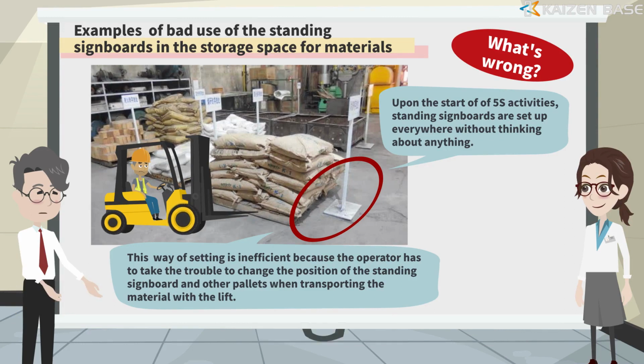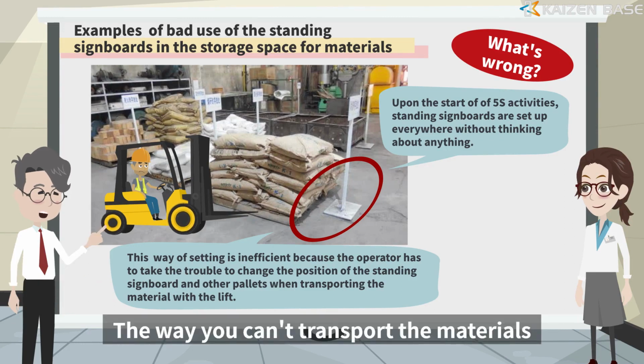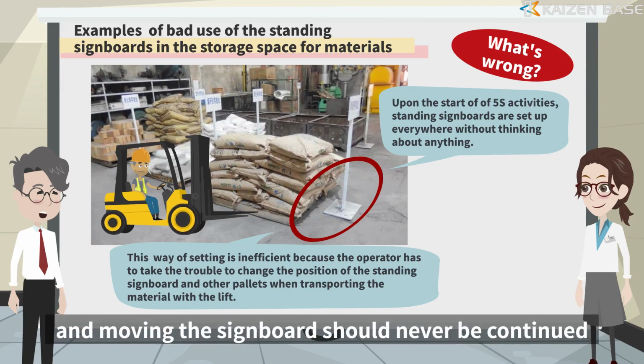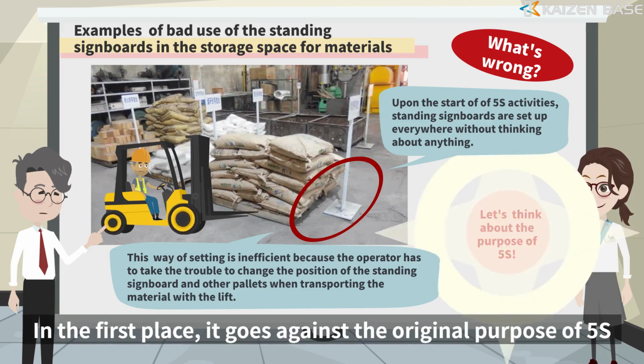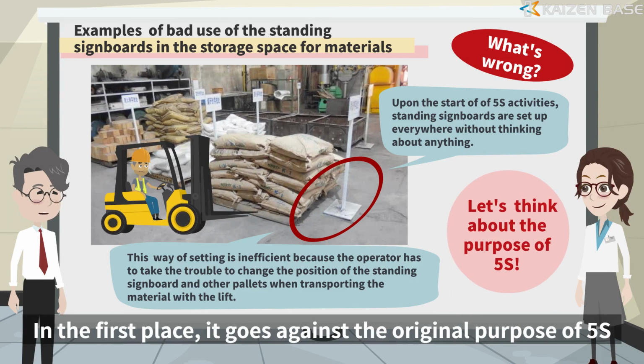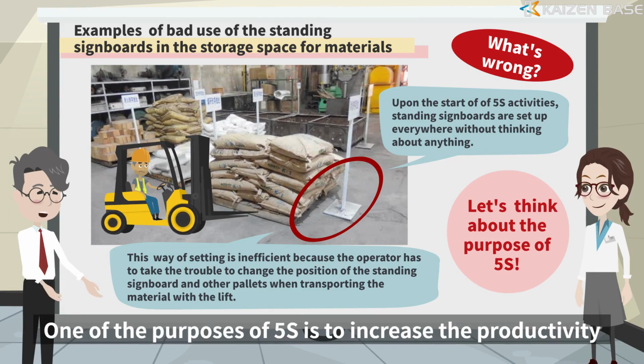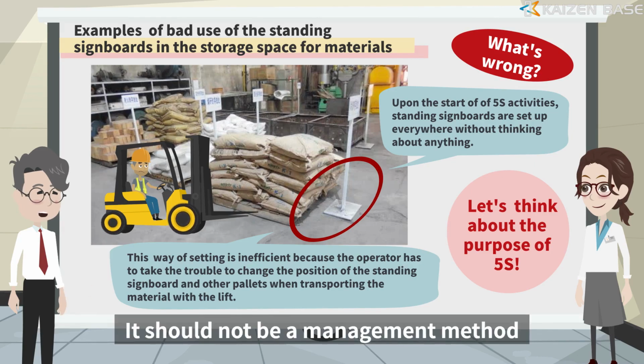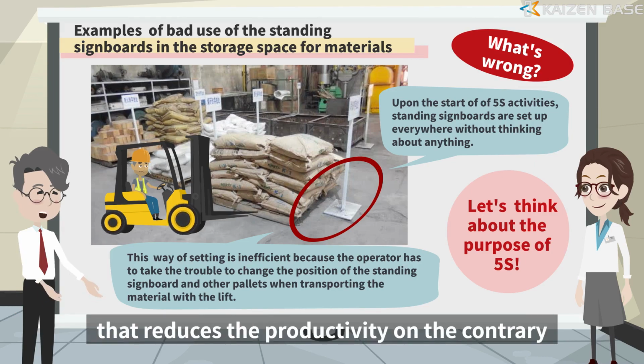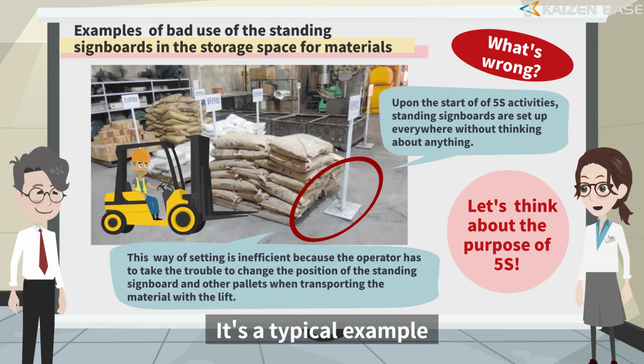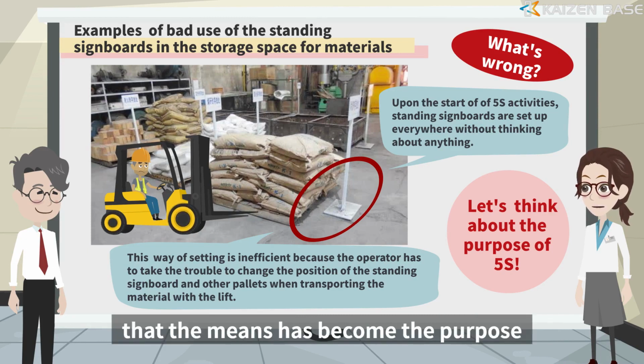That's right. The way you can't transport the materials without getting off the lift and moving the signboard should never be continued. In the first place, it goes against the original purpose of 5S. One of the purposes of 5S is to increase the productivity. It should not be a management method that reduces the productivity, on the contrary. It's a typical example that the means has become the purpose.